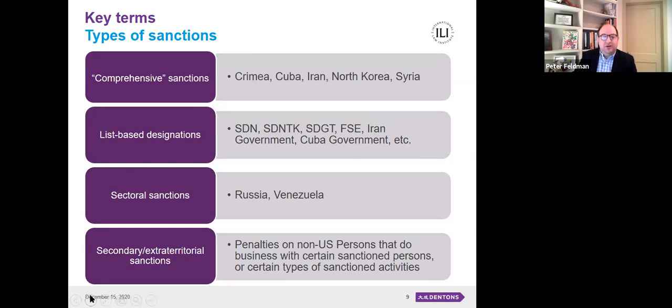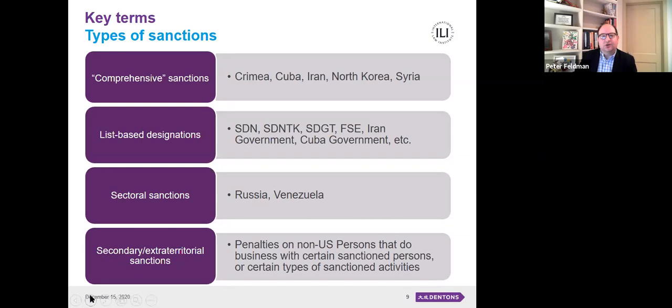Now, unlike people on the SDN lists that I've just mentioned, again, sectoral sanctions are not a comprehensive blacklist. Not everything is blocked for all times and all purposes, and not all transactions are prohibited. Rather, U.S. persons are prohibited from engaging in certain types of transactions, principally in the financing and payment space, when prohibited by those sectoral sanctions.